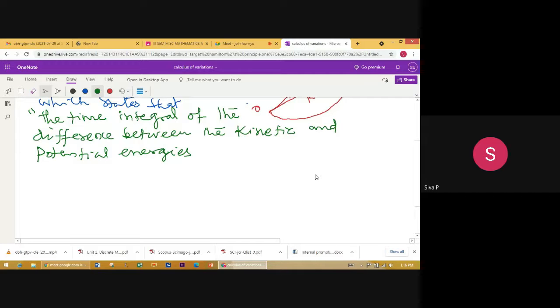of a dynamical system is stationary. That is the statement of Hamilton's principle.